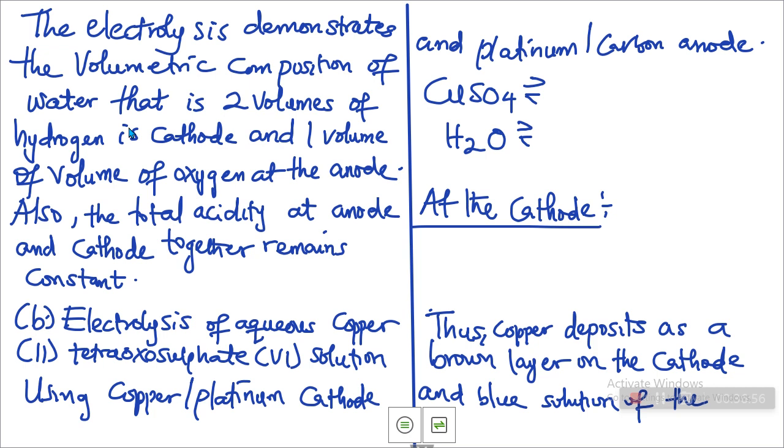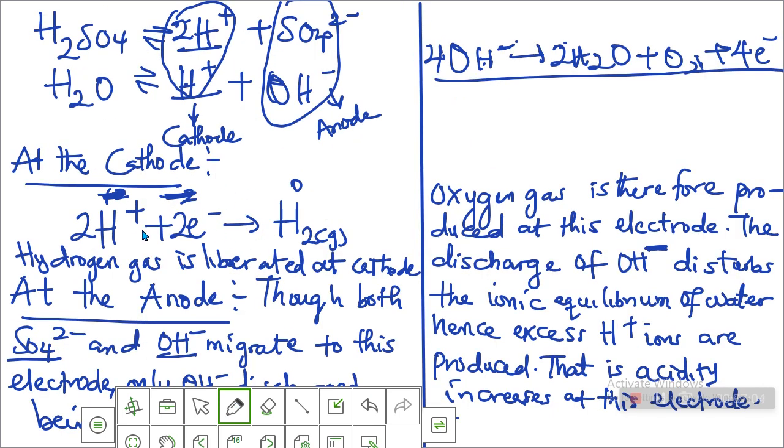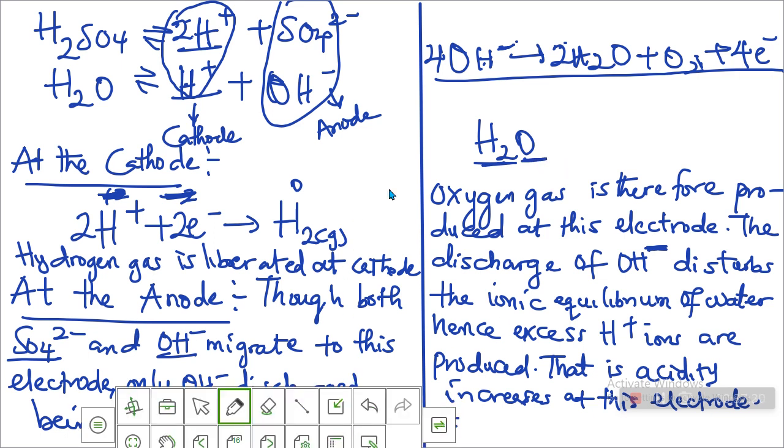The electrolysis demonstrates the composition of water. That is, 2 volumes of hydrogen at the cathode and 1 volume of oxygen at the anode. Don't forget, if you look at the question, we produce 2 volumes of hydrogen, H2, and 1 volume of oxygen. This is what we use in this experiment to demonstrate that water contains 2 volumes of hydrogen and 1 volume of oxygen. So that's why we get water. So let's continue.